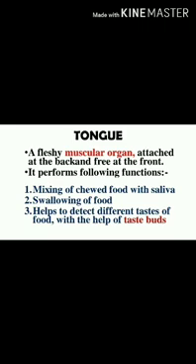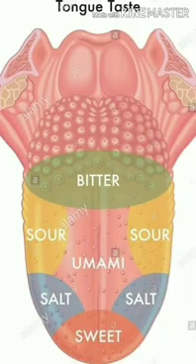When the food gets mixed with saliva properly, it gets swallowed into the food pipe. The third function is that it helps to detect different tastes of food with the help of taste buds. There are different taste receptor cells present in the tongue at different locations, which help in detecting the taste of food, whether it is sour, salty, sweet or bitter. As you can see in the picture, there are locations of taste buds present for each type of taste.